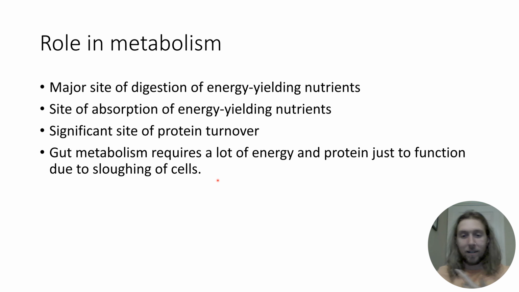1 gram of fat is 9 calories, whereas 1 gram of protein and carbohydrates are 4 calories. So if you add that up, if you have a lot of fat in one meal, that's a lot that the gut, the intestines, have to break down. And these are a few of the reasons why the gut metabolism requires a lot of energy and protein to function efficiently.